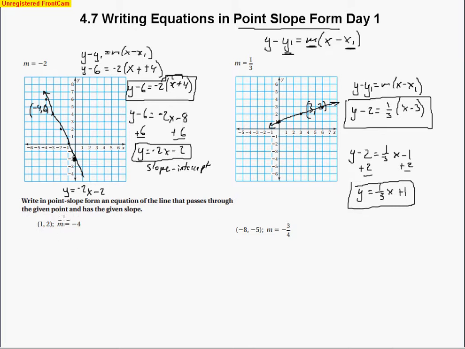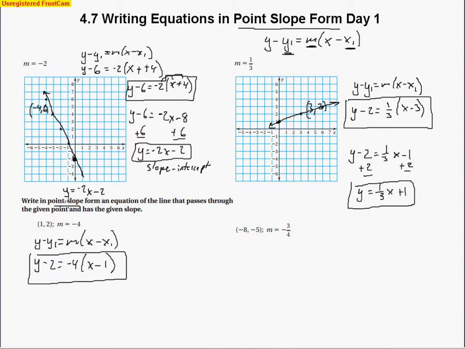Well, these problems just ask for the point-slope form, and they want us to write an equation given the slope that passes through the given point. And we're going to go ahead and use that point-slope formula. Y minus y1 equals m times x minus x1. So I take the point, and I plug it in. Y minus 2 equals the slope of negative 4 times x minus 1. And that's it. That is point-slope.